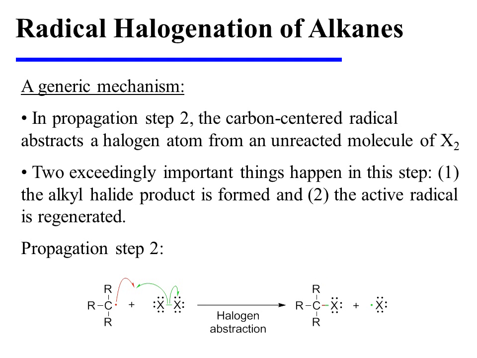During propagation step 2, the carbon-centered radical abstracts a halogen atom from an unreacted molecule of X2. During this step, two very important things happen. The product of interest, the alkyl halide, is created, and the active radical is regenerated.